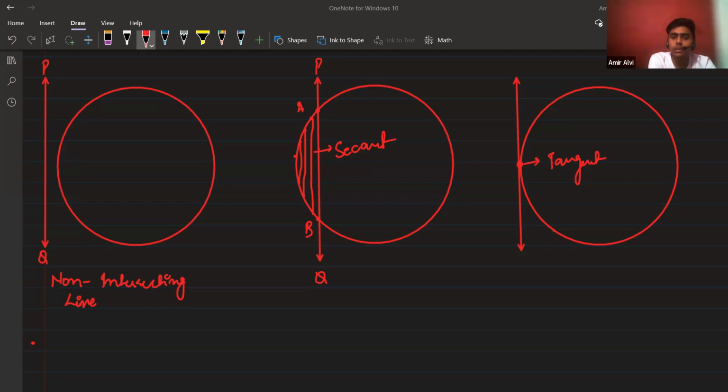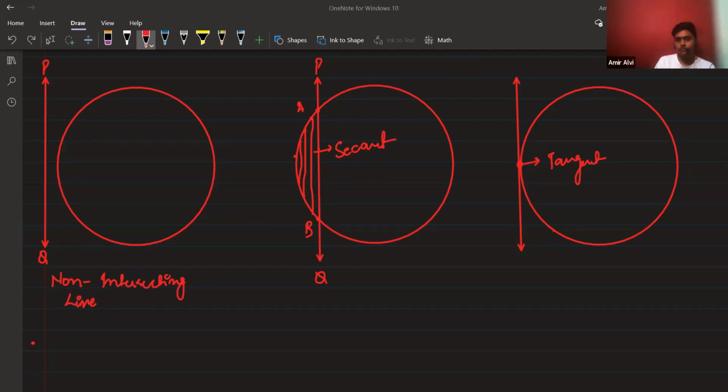I didn't get your word. So what will be the name for secant and tangent? No, nothing. Only secant. Now, if the line intersects the circle, this line will be called a secant. No, this is not a name of a circle. That's only a case. I've given you the case name.